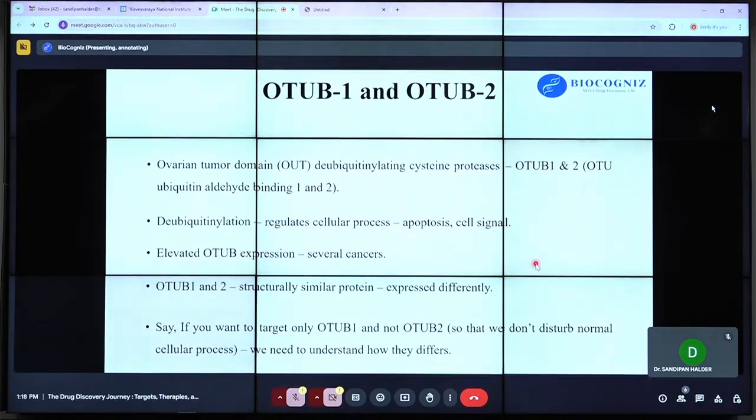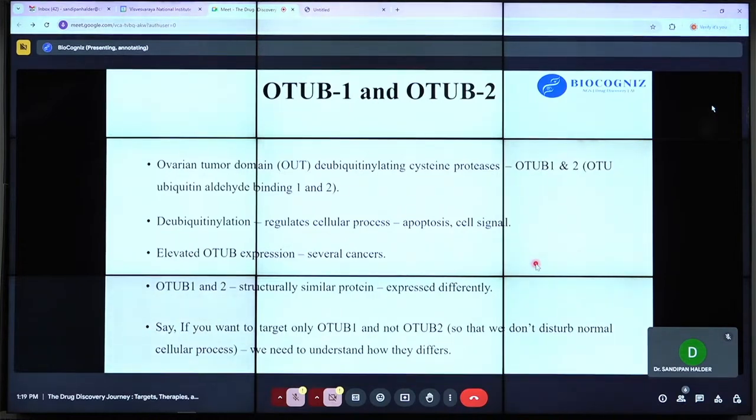For this, we took proteins called OTB1 and OTB2, which are structurally very similar and belong to the family of deubiquitinases. It's a cysteine protease class. Some of you may know that cysteine protease is a typical class of protein which contains the signature catalytic triad as the catalytic active site. It also has another unique signature: it exists in an active and an inactive form. I will talk about that later in the next slide.